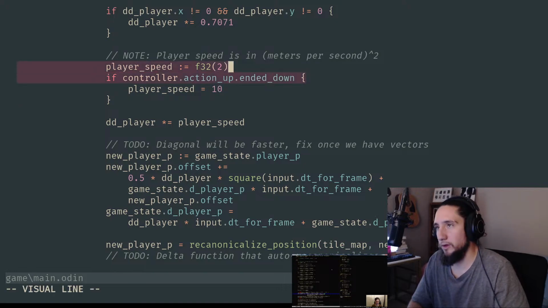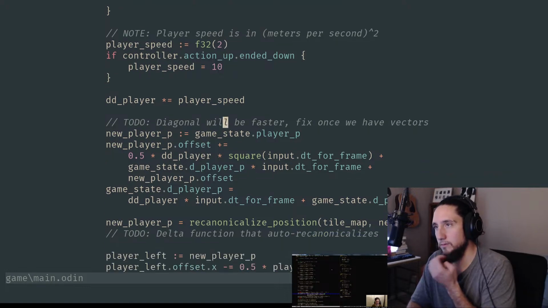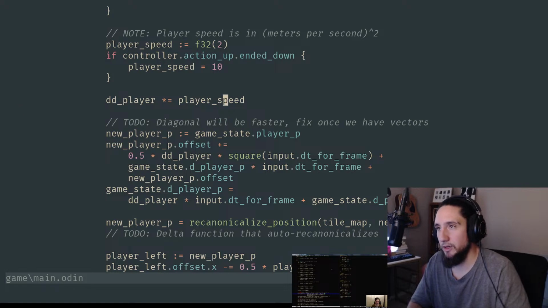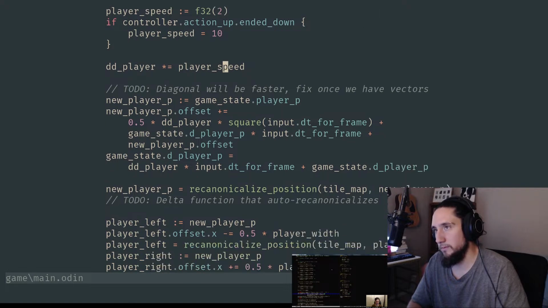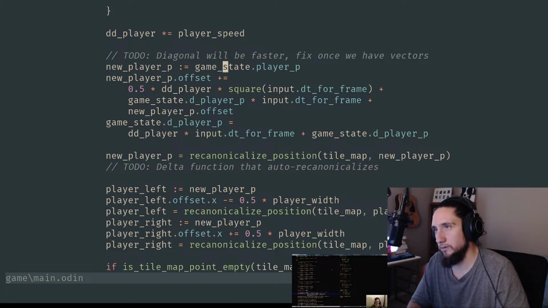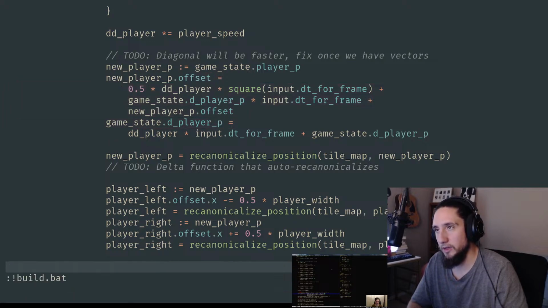But so we have our player speed as 2, and it's going to be 10 if we press the arrow key. Nothing's different about that. We want to modify the acceleration by the player's speed then, after we've decided what direction we're going in. And new player P is coming off of the game state player P. I see. This should not be a plus equals, which makes sense because this is the formula. We don't want to add to that offset.